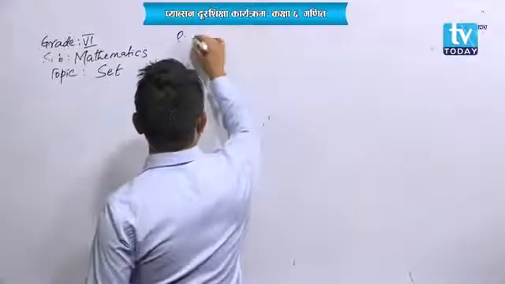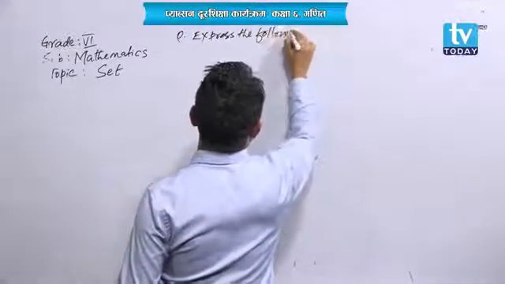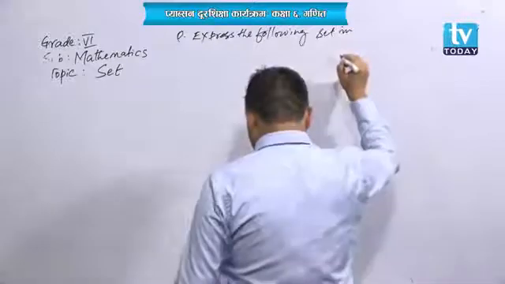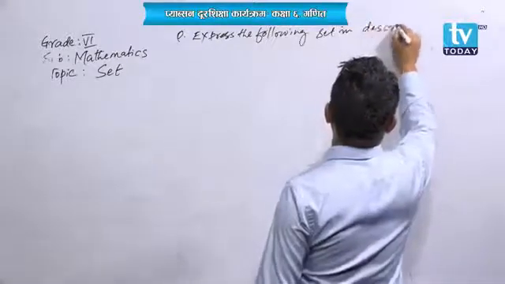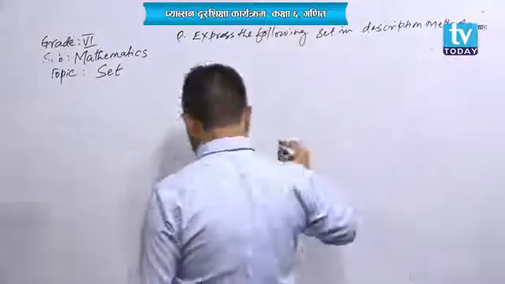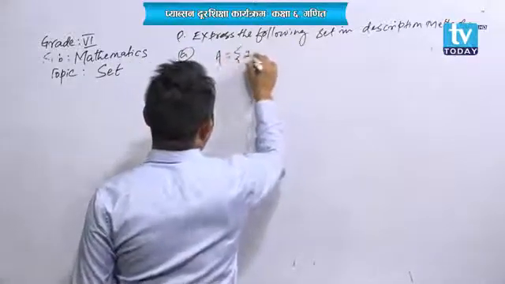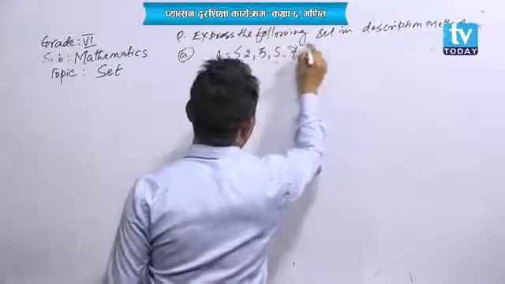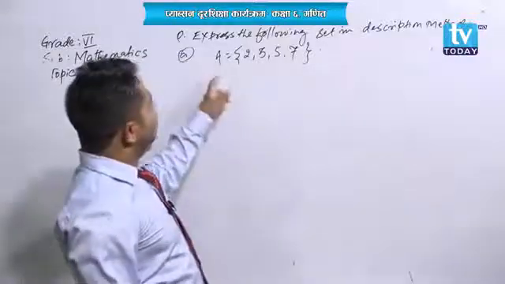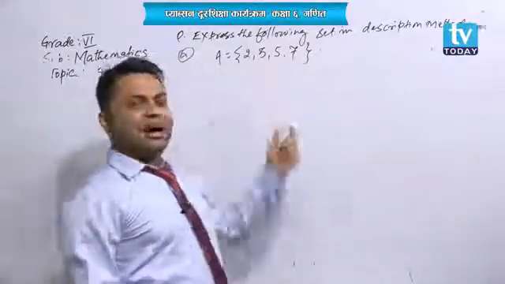Express the following set in description method. Example A: 2, 3, 5, 7. Set A is 2, 3, 5, 7. How to represent these elements in the description method?